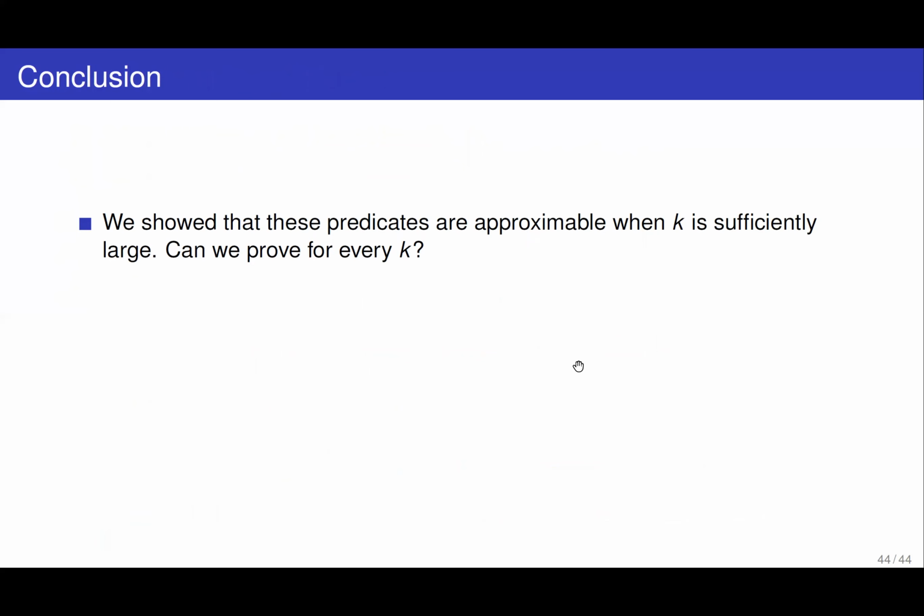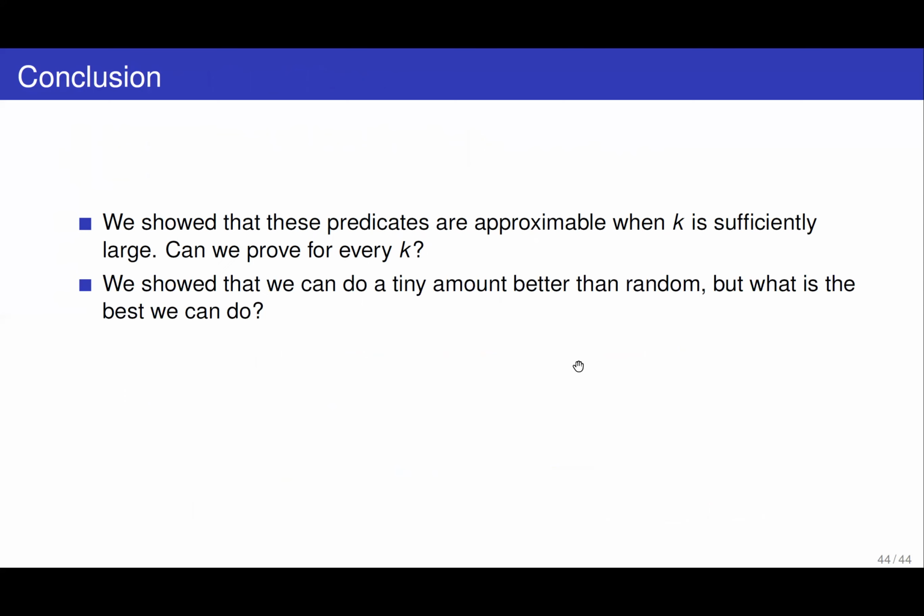In conclusion, we showed that these predicates are approximable, but our analysis actually only works when k is sufficiently large. So a problem is, can we prove it for every k? We showed that we can do a tiny amount better than random, but what is the best amount we can do?